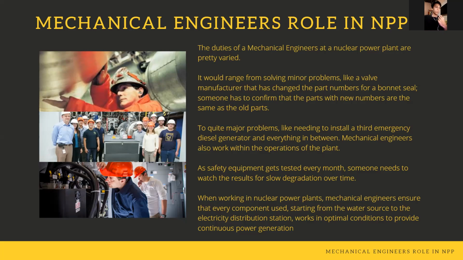Mechanical engineers also work within the operation of the power plant, like the testing of the emergency generator, which is done every week by running it unloaded to check if it starts on battery mode. As safety equipment gets tested every month, someone needs to watch the results for slow degradation over time. It's like a chart where you can see if there are changes in degradation over time, like increases in the rate, of the temperature, or some measurement uncertainties.